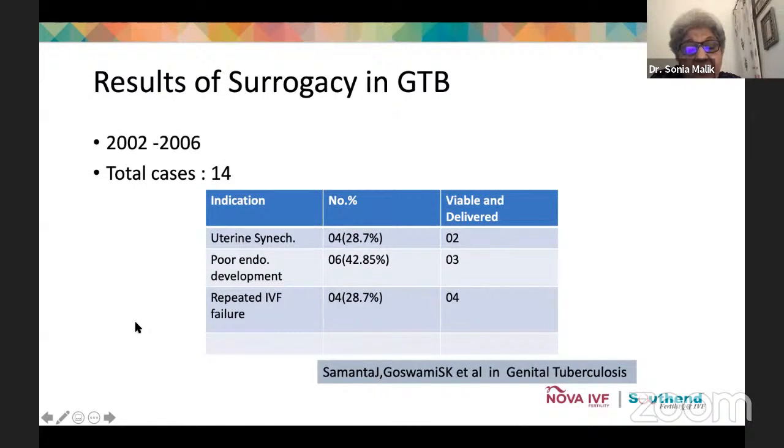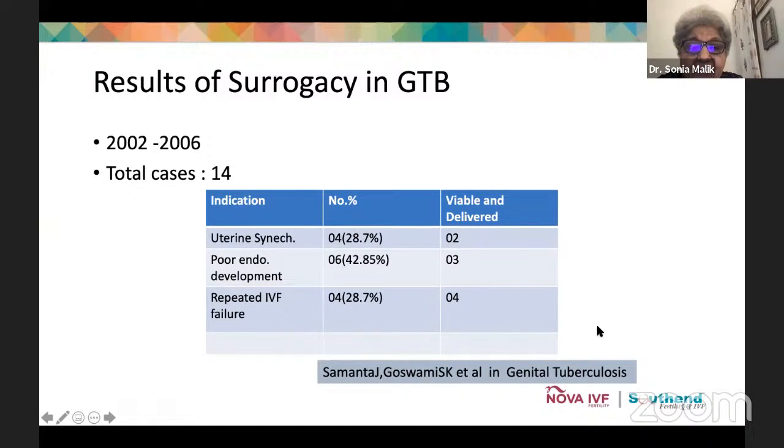where this group, again from Calcutta, reported their results of surrogacy from 2002 to 2006, a total of 14 cases, where uterine synechiae was one of the indications, poor endometrial development was another, and of course repeated IVF failures. So they were able to get pregnancies through surrogacy in these patients as well. Although surrogacy may not give very good results because of the ovarian component of genital tuberculosis, where the oocytes may not be very good, in some patients where it is only the endometrium causing a problem, it may result in a good pregnancy rate.